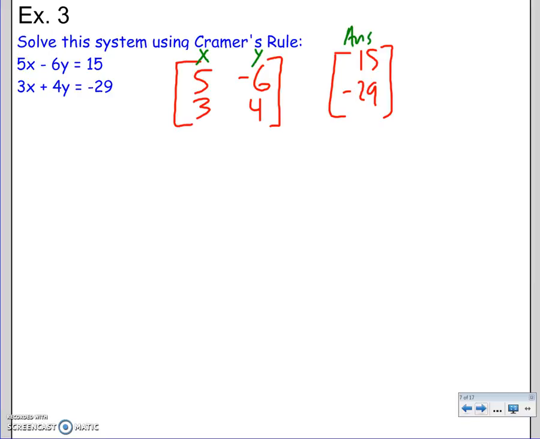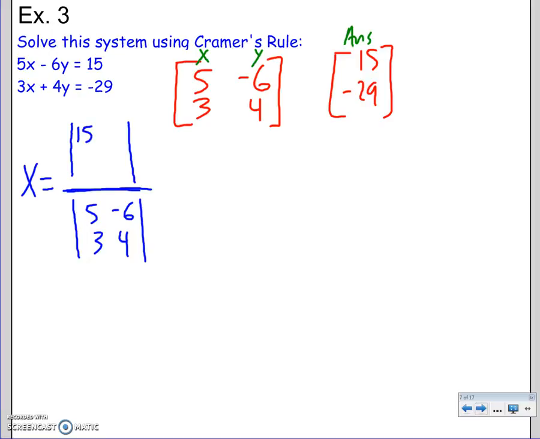So the way Cramer's Rule works is this. You can find any letter you want by following this simple formula. If I want x equals, I'm going to do the determinant of the original coefficient matrix, 5, negative 6, 3, 4, on the bottom. And on top, I'm going to do another determinant. This is going to be a determinant divided by a determinant. Now, I'm not going to write the same determinant. I'm going to replace the x column with the answers. So this will be 15, negative 29, and the y column stays the same. So we find the determinants here. We should be good. So let's try it.